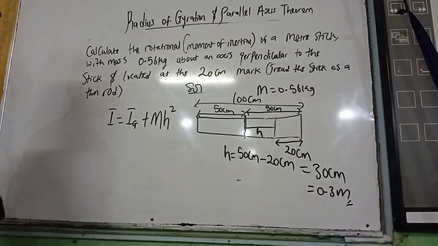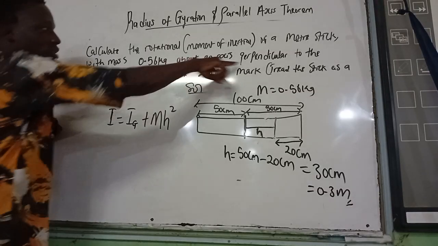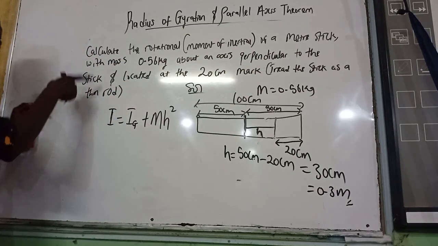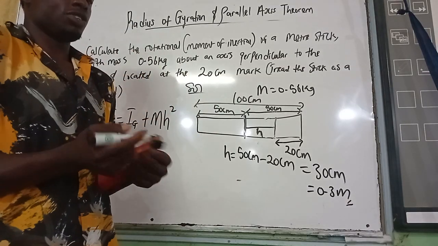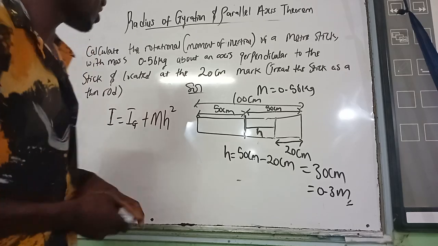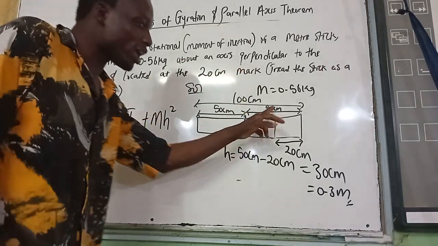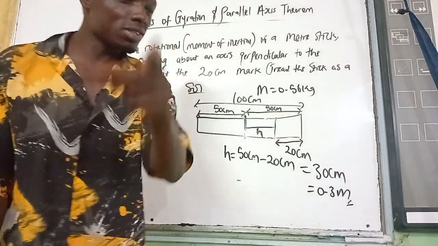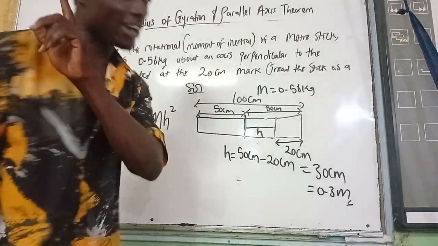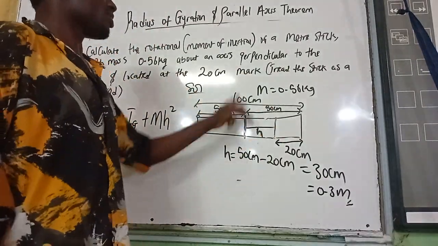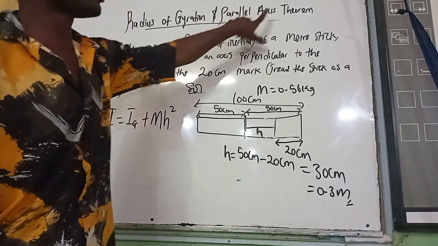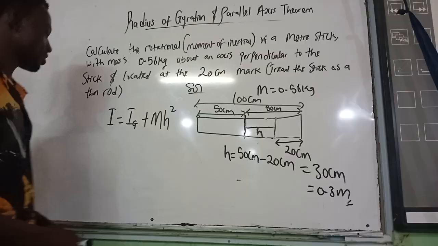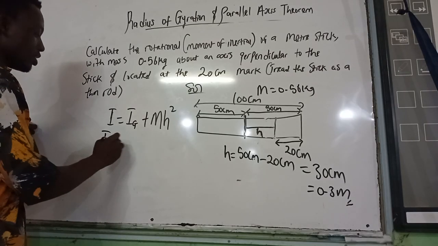Is that clear? Now, this is the moment of inertia about an axis perpendicular to the stick, though they did not mention it, but I just want to mention it so that you can understand. That new axis is perpendicular to the stick, but parallel to the center axis. Once it is parallel to the center axis, then this parallel axis theorem can work. Do we get that? So now I equals what's Ig?